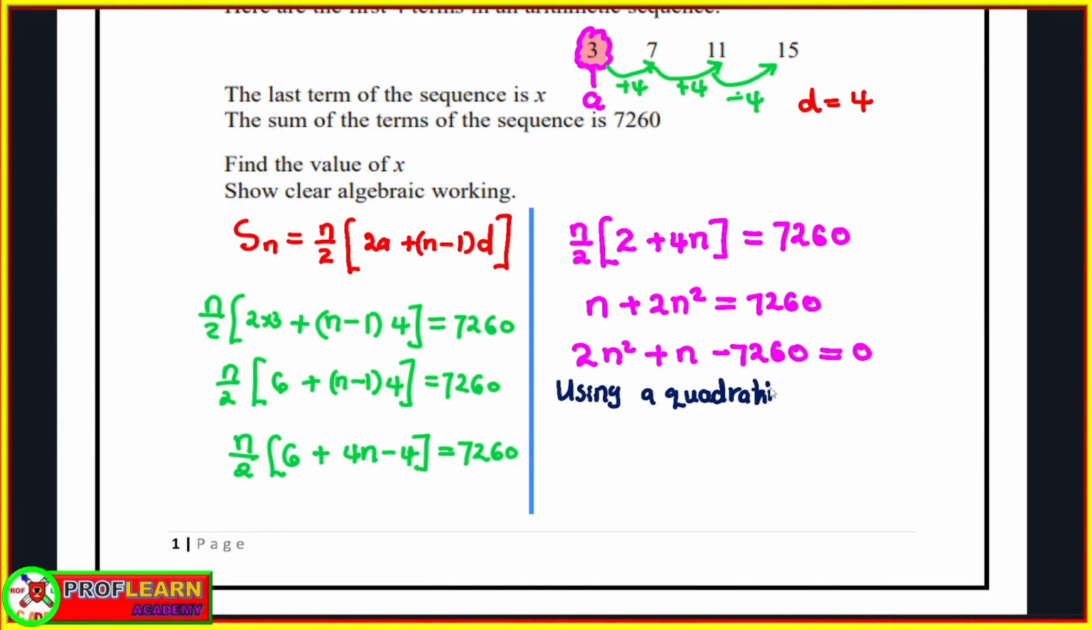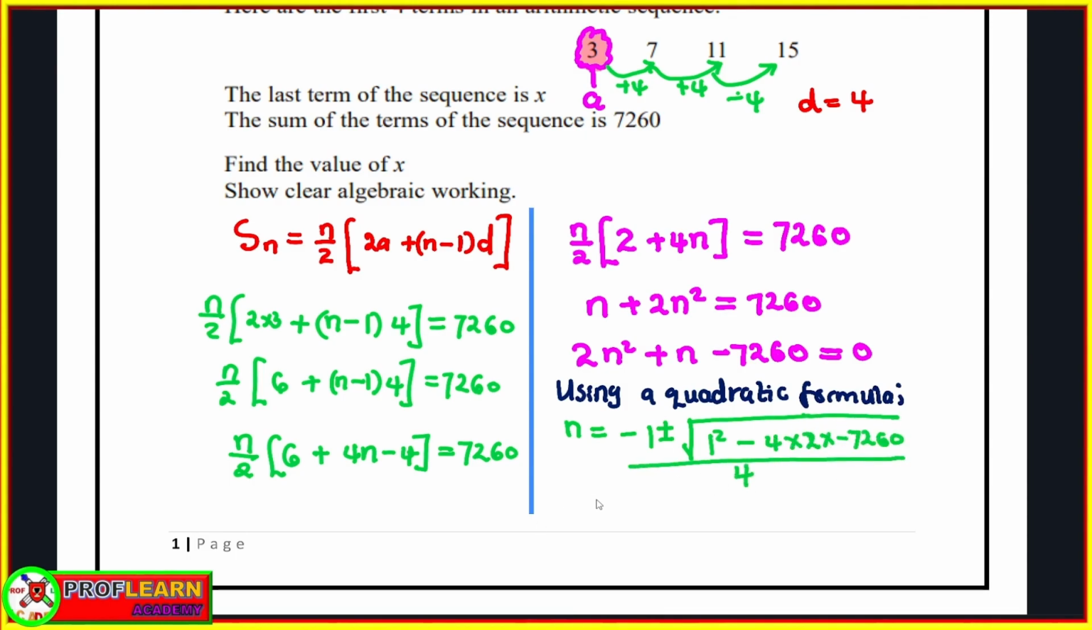Now, using the quadratic formula to solve this, we need to identify the value of a, the value of b, and the value of c. In this case, our value of a is 2, the value of b is positive 1, and the value of c is 7,260. So according to the quadratic formula, you start by minus b, and our b is 1, so it is going to be negative 1 plus or minus the square root of that. We're going to simplify whatever we have inside the bracket, and then find the square root of this, which is actually 241.